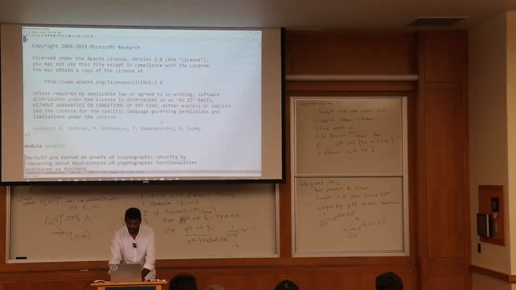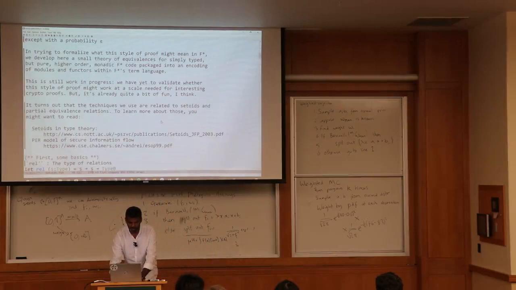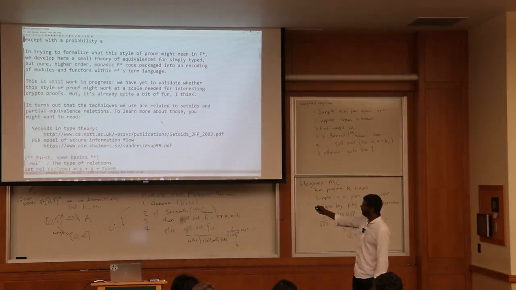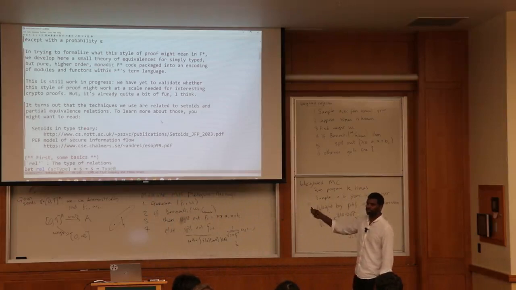By the way, if you want some references about this, these two are pretty good, on setoids and type theory. And if you want to understand how pairs relate to information flow control, there's a nice paper by Andrei Sabelfeld from ESOP 99 that's also about it.